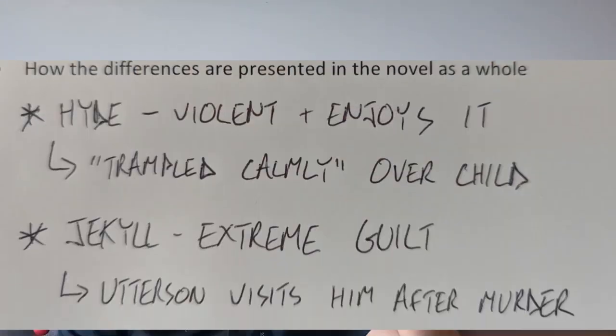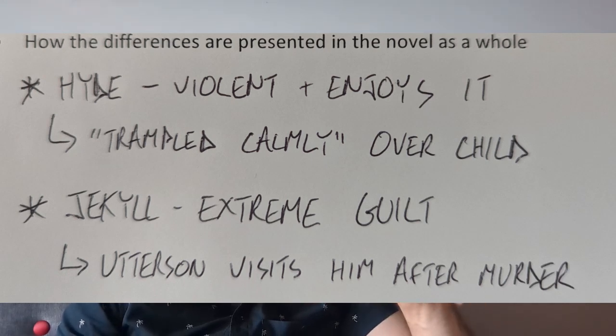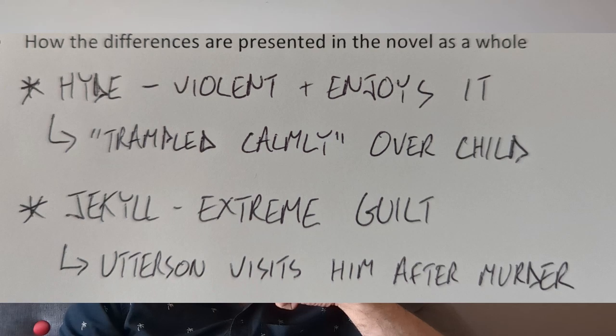Now, we've got to come back to the second bullet point of our question, which says, how are the differences presented in the rest of the novel? Okay, so what I've got to try and do is link those points to something that happened in the rest of the novel. Now, my Hyde point, where he's violent and really enjoys it, I'm going to link that to the bit where he tramples over the child at the start of the novel, reported about him trampling over a child at the start of the novel.